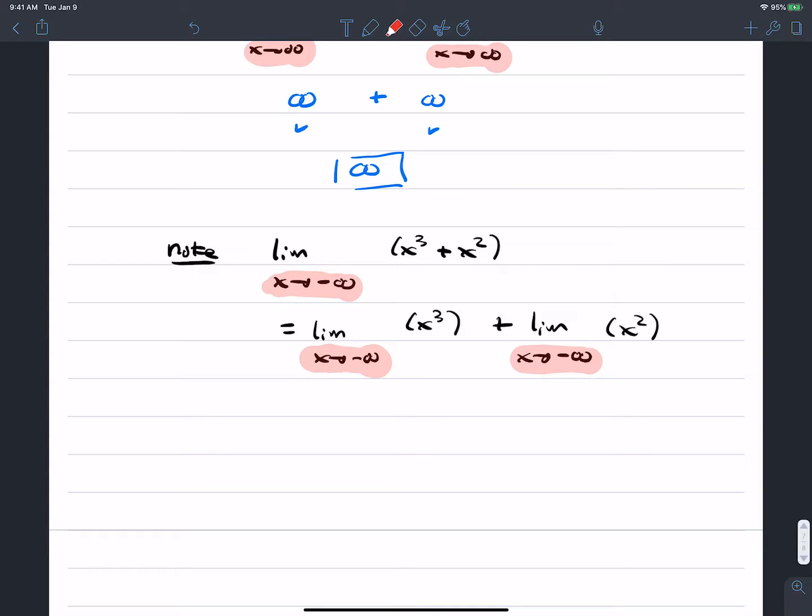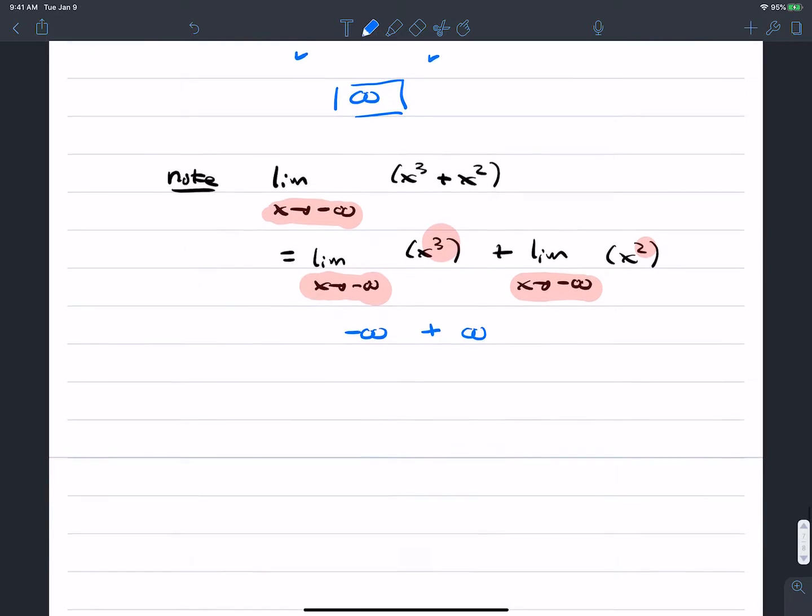Now, again, the question is, what happens to the x cubed term as x goes to negative infinity? Well, because you're cubing, it's still going to be negative. So you're going to go to negative infinity for the first one. And we still have our addition. And the next one, because the power here is 2, as x goes to negative infinity, we square that, and what happens? It's going to be positive. So you have negative infinity plus infinity.